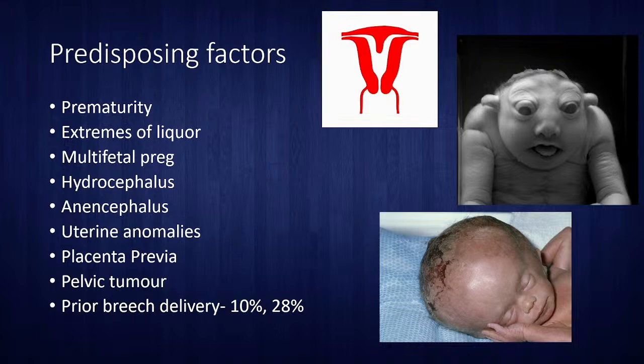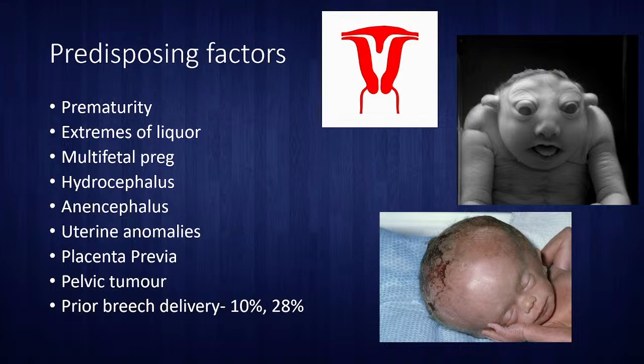So, prematurity is another condition. Another is extremes of liquor. It's obvious: the more the liquor, the more space there will be, the fetus will move frequently, and so the breech chance will be more. Multifetal pregnancy: there are multiple fetuses, and they will try to accommodate in a very small space. So, whatever space is available, they will be presented in that space.